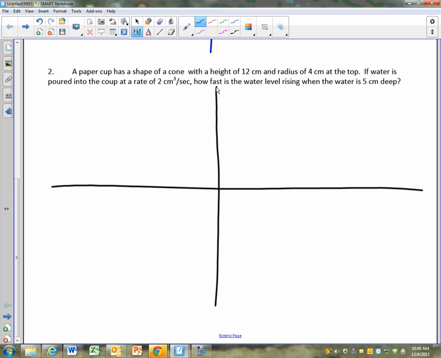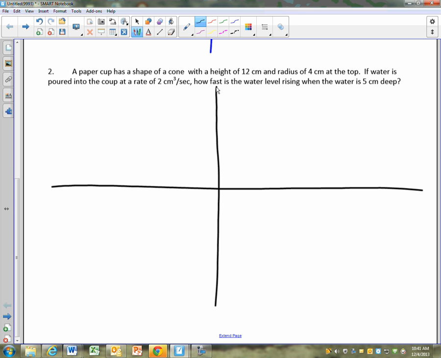A paper cup has the shape of a cone, so you've got to be able to visualize this. With a height of 12 centimeters and a radius of 4 at the top, the water is poured in the cup at a rate of 2 cubic centimeters per second. How fast is the water level rising when the water is poured 5 centimeters deep?